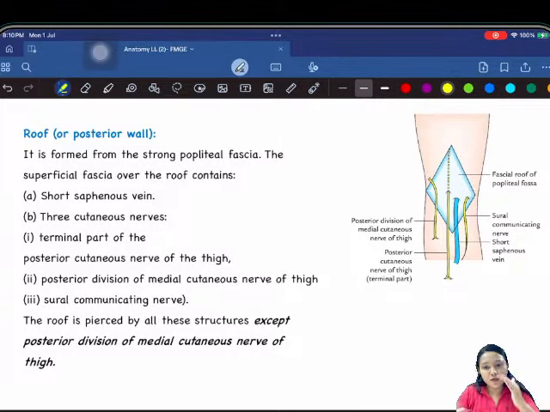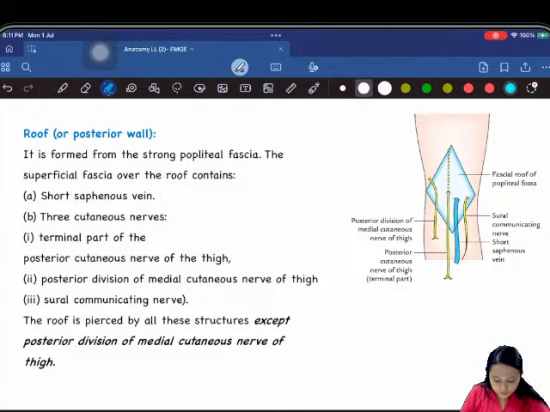If you are seeing the leg, you can think about this as the knee joint. This is the anterior aspect, and this is the posterior aspect. Now the roof will be the skin behind, on the posterior aspect. The roof will be formed by skin and superficial fascia, and the superficial fascia over the roof will contain certain structures.